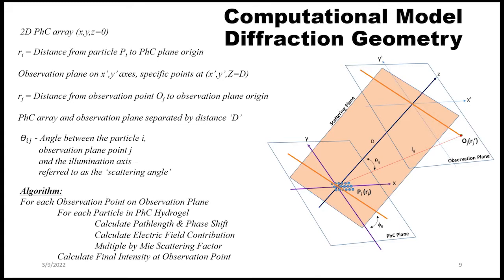From there, we calculate the electric field contribution, and we multiply that with the Mie scattering factor. So each particle provides this factor. This is done for each of the particles present on the photonic crystal plane. And finally, we calculate the final intensity for each observation point, which is repeated for all the points, to create a diffraction pattern on the observation plane.